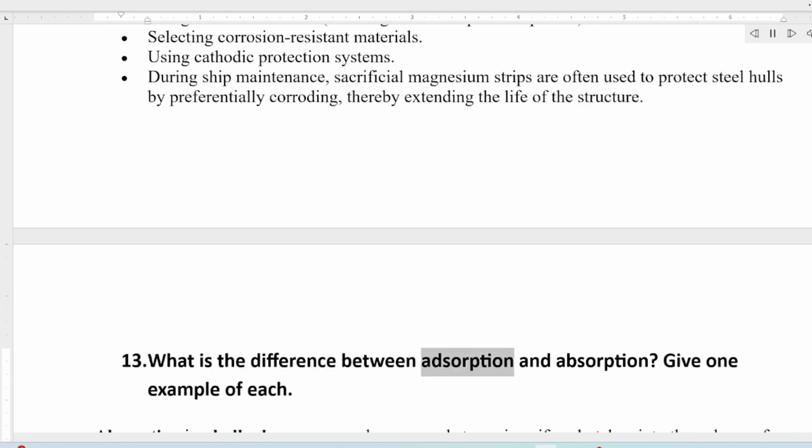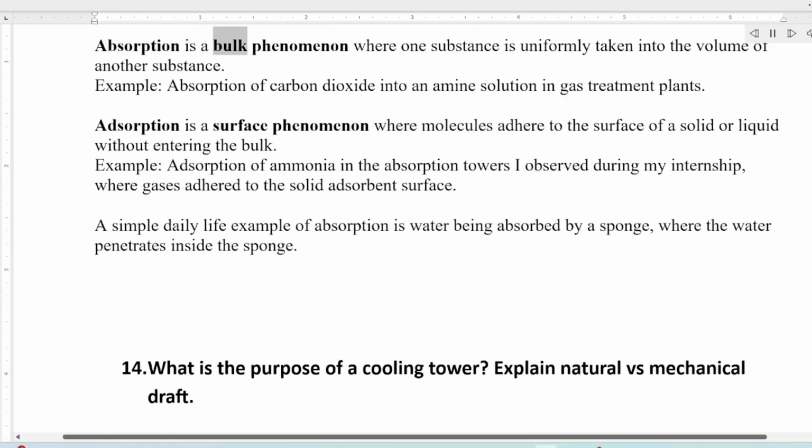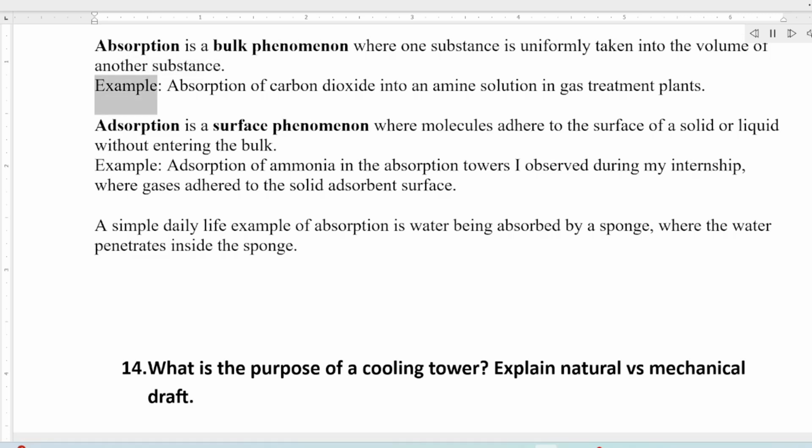What is the difference between adsorption and absorption? Give one example of each. Absorption is a bulk phenomenon where one substance is uniformly taken into the volume of another substance. Example, absorption of carbon dioxide into an amine solution in gas treatment plants.